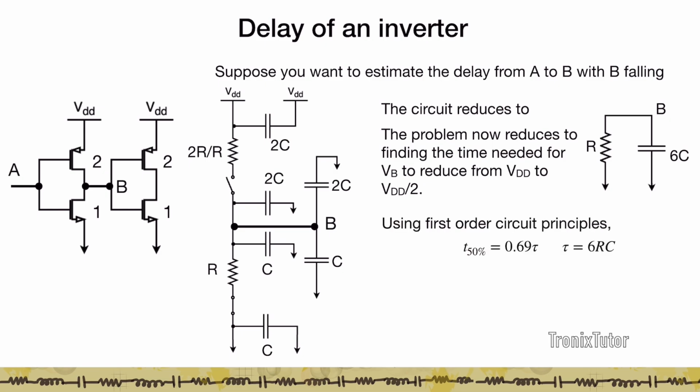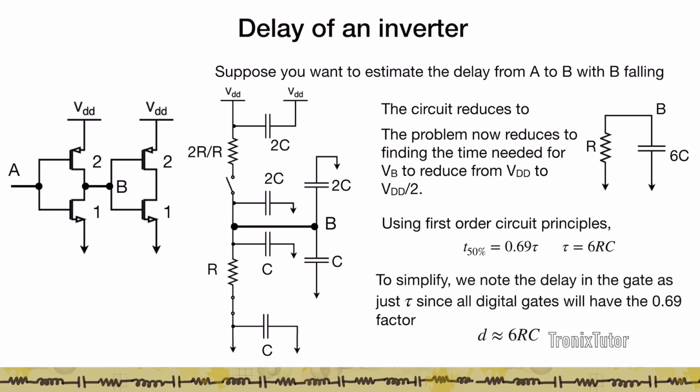And so therefore, if you think about the time required for the capacitor charge or the voltage at B to go from VDD to VDD/2, it has to discharge through this resistor R, and so my T50% is given by 0.69 tau, where tau is nothing but the time constant of the circuit, which is 6 times RC. Now to simplify calculations, and especially when we look at delays on long paths, we don't worry about this 0.69 because all delays will essentially be scaled by this 0.69.